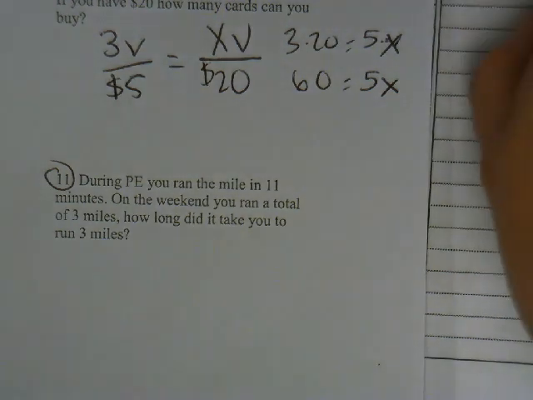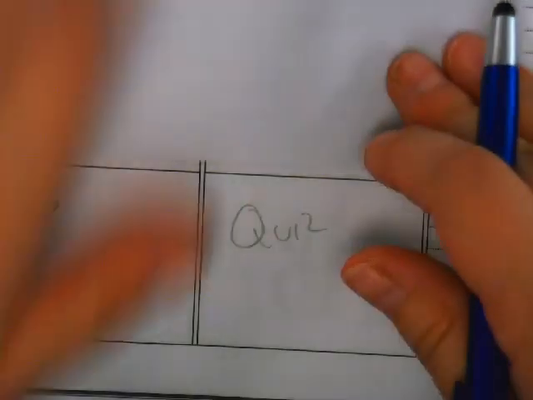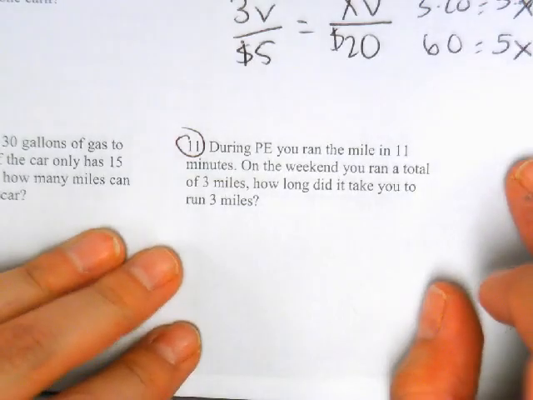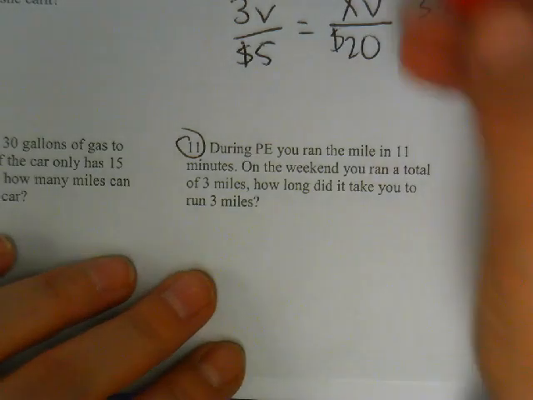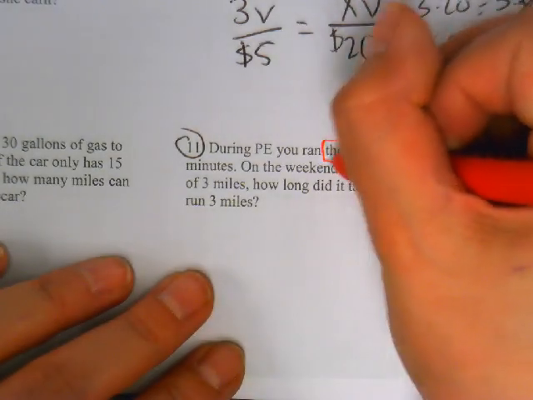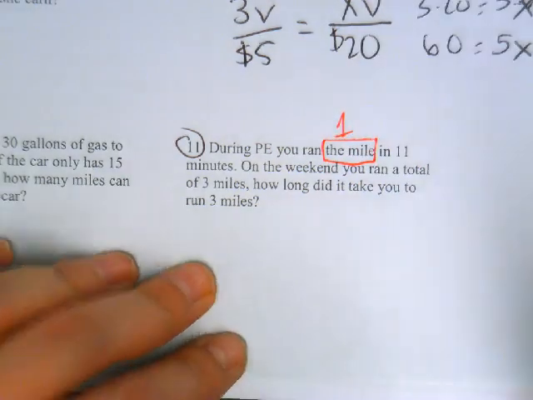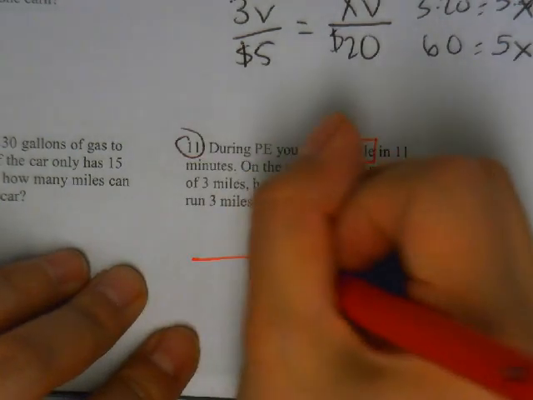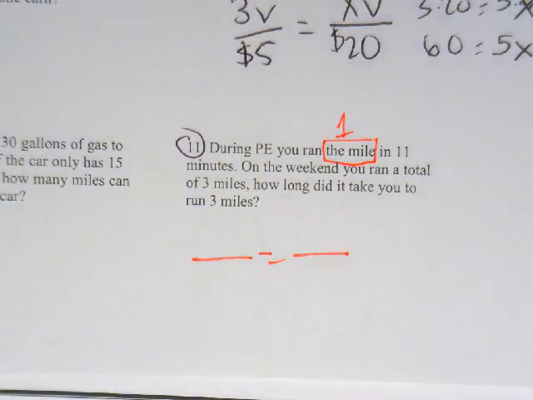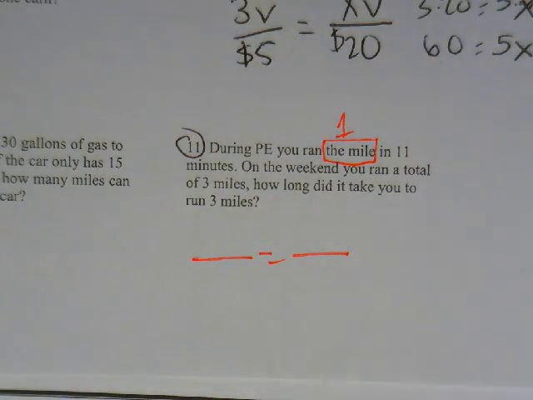All right. So, Ruben and everybody else, what is the missing number on number 11? One what? Mile. Yep, good job. I told you it was a mile. Well, let's see if you can set up the proportion correctly. Because if you can't set up the proportion correctly, everything else is wrong.